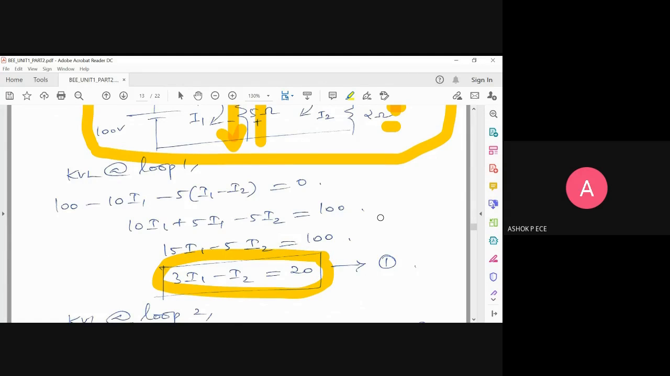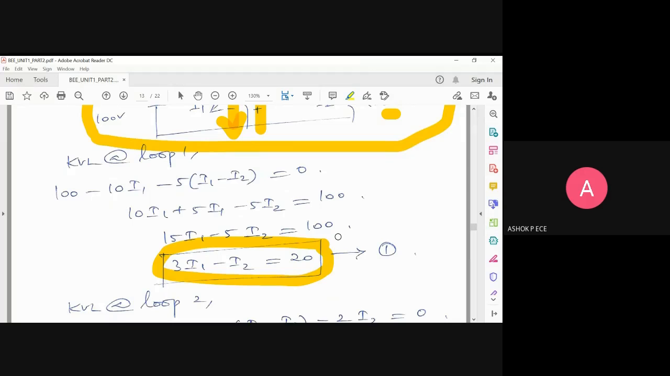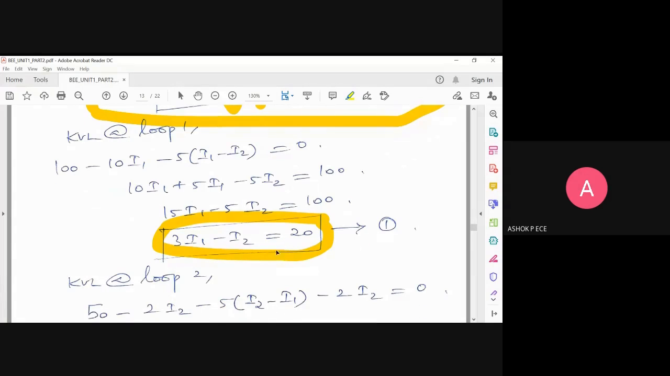I have just kept the current terms on one side and taken the constant term to the other side. Add the identical variable terms and you will get the answer. So 10 I1 plus 5 I1 is 15 I1 minus 5 I2 equal to 100. Divide by 5 on both sides. You will get 3 I1 minus I2 equal to 20. This is your equation number 1.